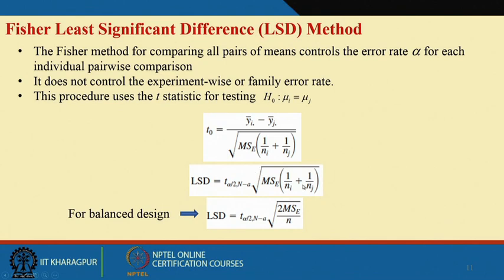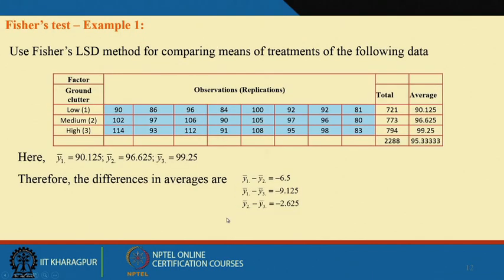And if your ANOVA is balanced, meaning the sample sizes are equal, then this quantity will become 2 by n, so 2 MSE by n. So, if the absolute value of the difference of any pair is more than the LSD value, the threshold value, then that means that pair is significantly different.